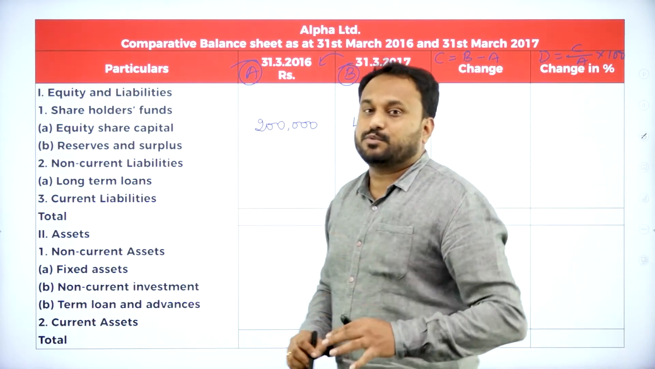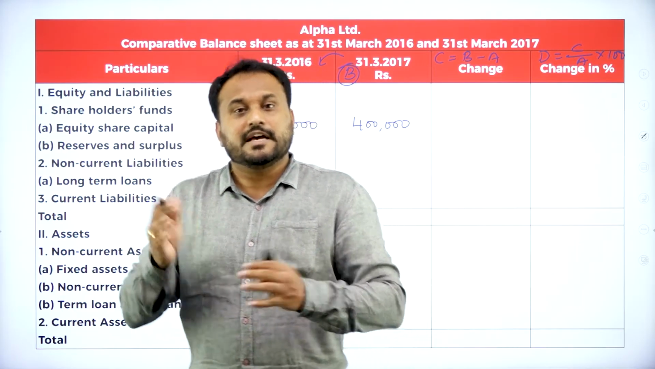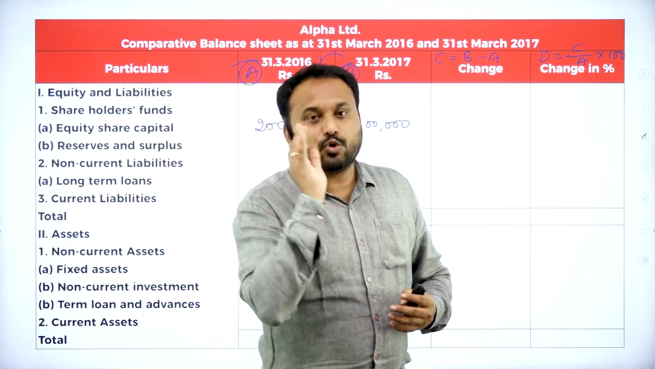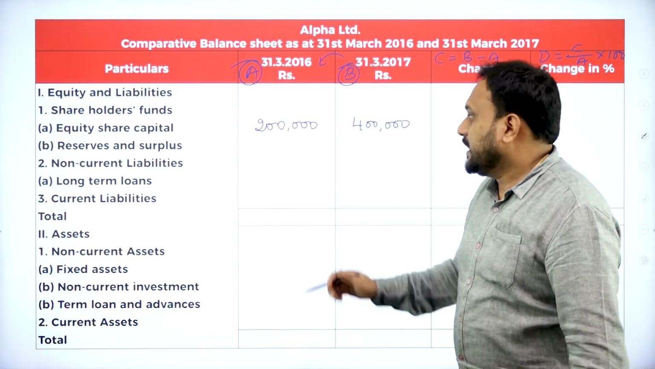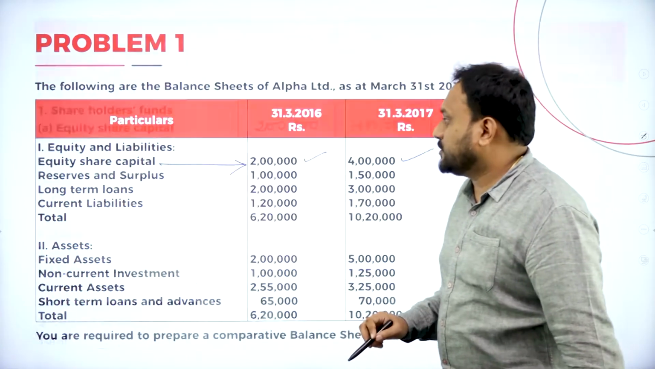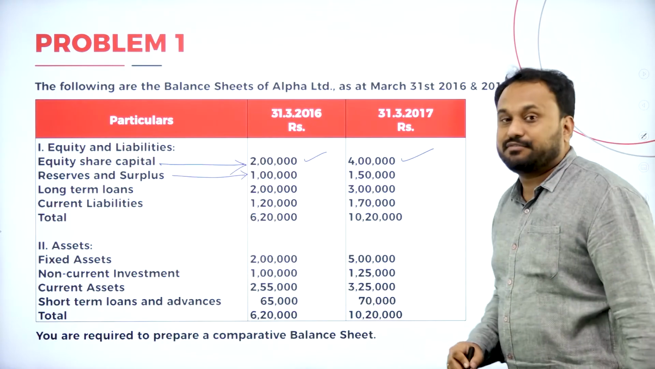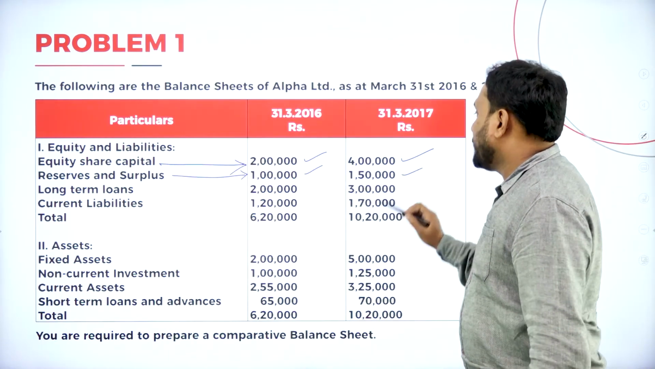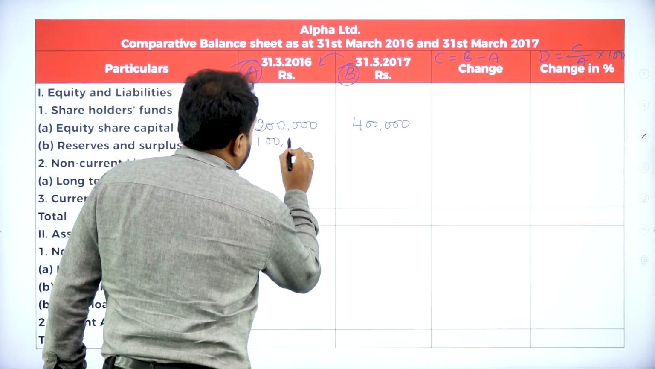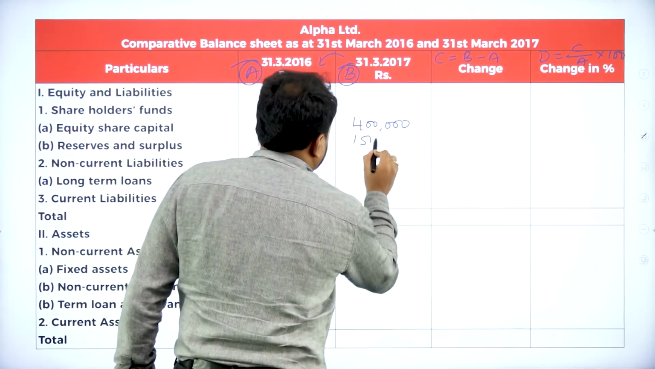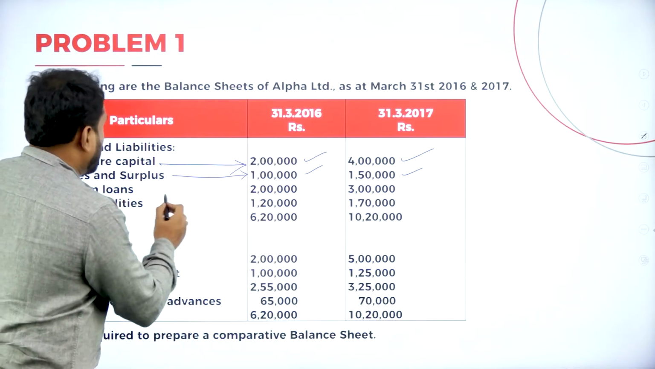Just to confuse you, what exactly they do is they give 2017 and 2016. So what you should do is rearrange the question. It should always be the oldest year and then the next year, that is 2016 and 2017. Next we have reserves and surplus. Understand, reserves and surplus is 1 lakh and 1,50,000. So we'll write here 1 lakh, and 1,50,000. Done.